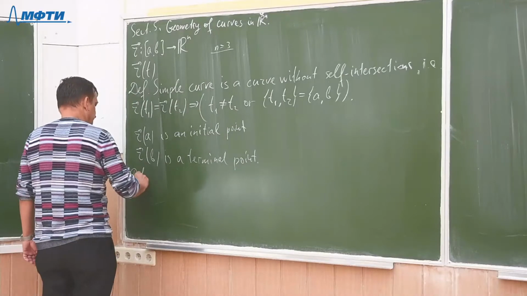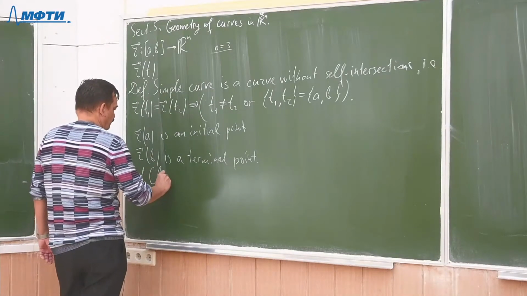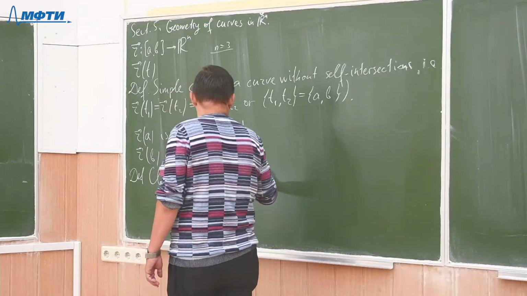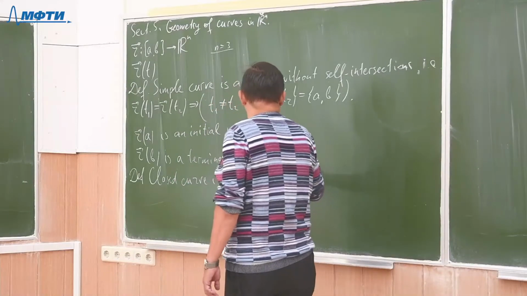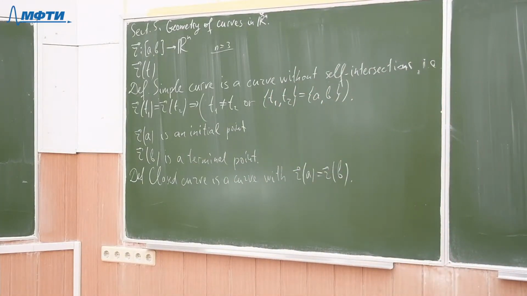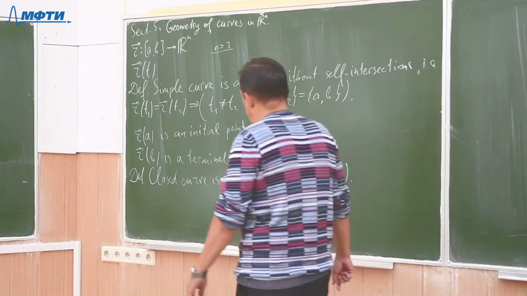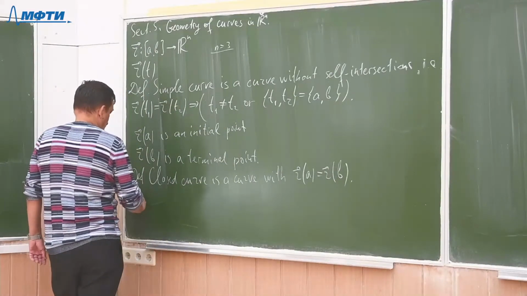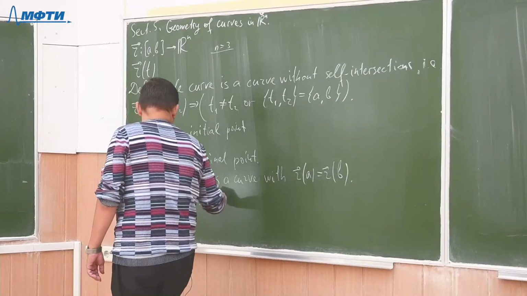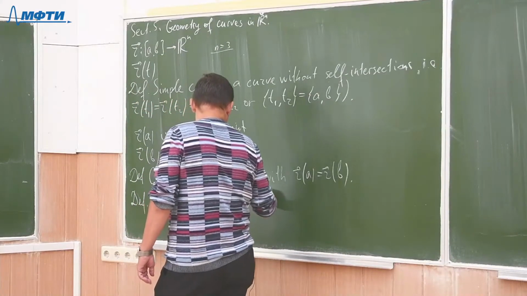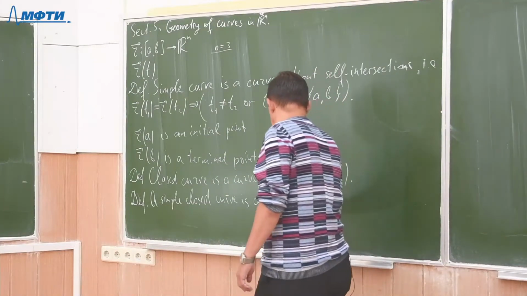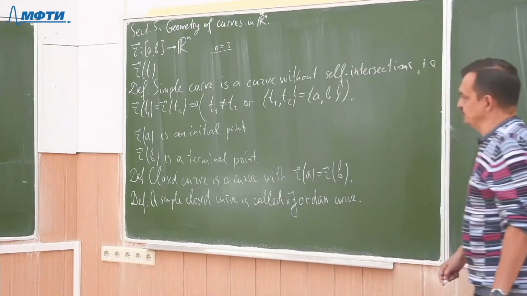Next definition, closed curve is a curve with r of a equals r of b. So it means initial and terminal points are the same. So we start from a point and we return to that point. That is closed curve. And one more definition, a simple closed curve is called a Jordan curve.